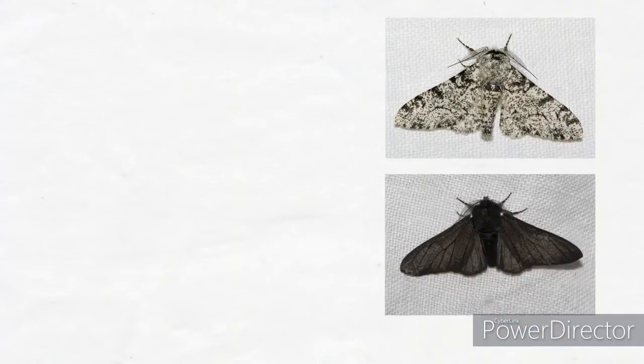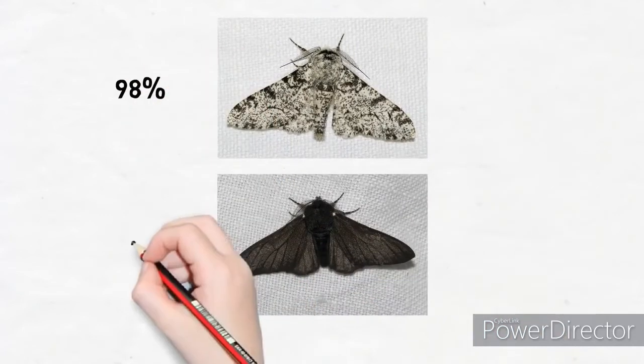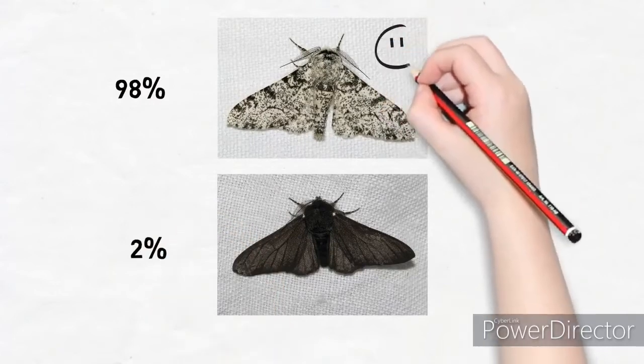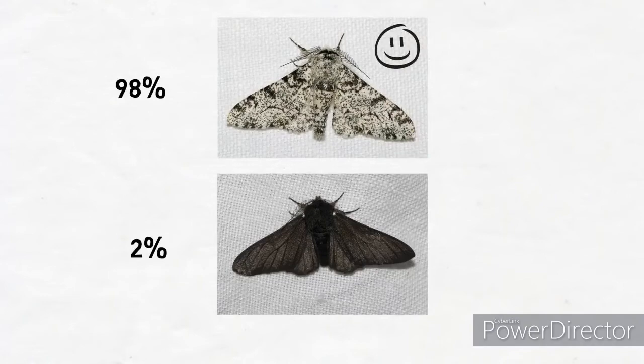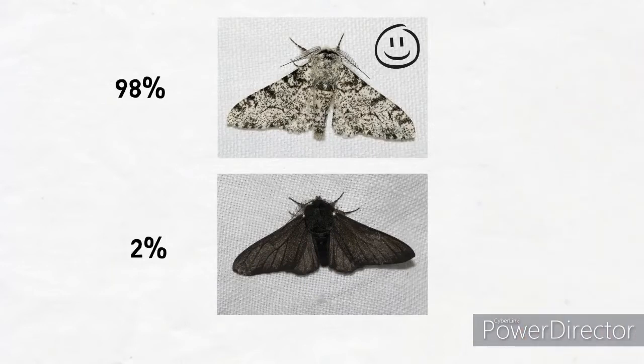In London in the early 1800s, 98% of peppered moths had light-coloured bodies. Only 2% were dark. The light moths were very happy, because they were the same colour as the trees, which meant that they could easily hide from hungry birds. The dark peppered moths were easy to see and, well, eat.